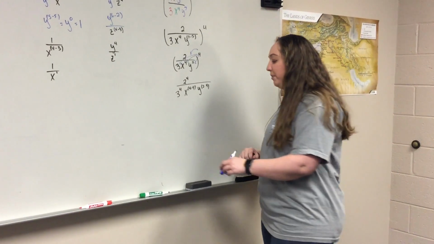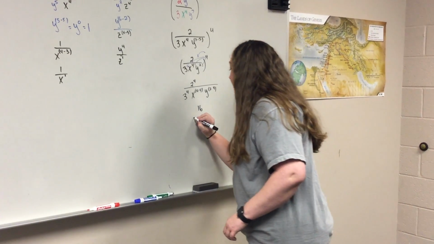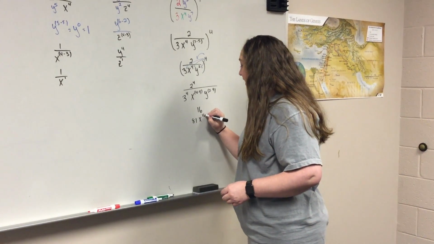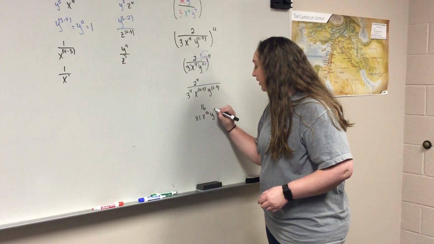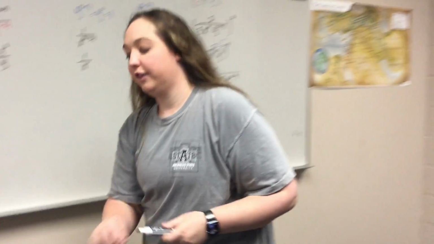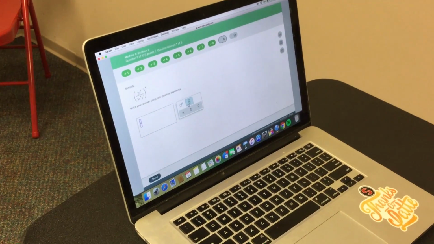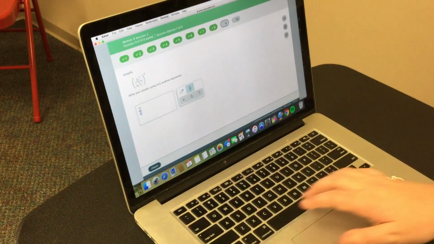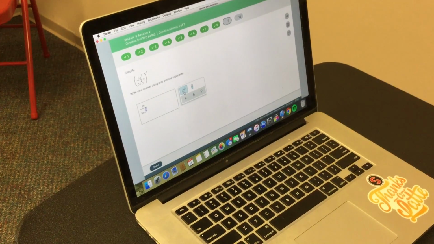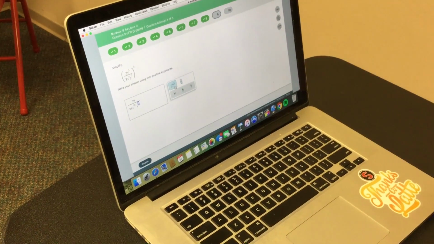So now 2 to the 4th power is 16. 3 to the 4th power is 81. Then we have x, 4 times 4 is 16. And y, 2 times 4 is 8. So that's a whole lot of work, right? We're going to go over here and check it. So we have 16 divided by 81 x raised to the 16th power times y raised to the 8th power.